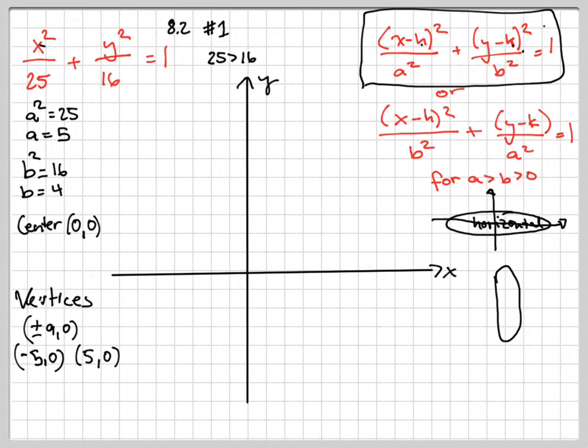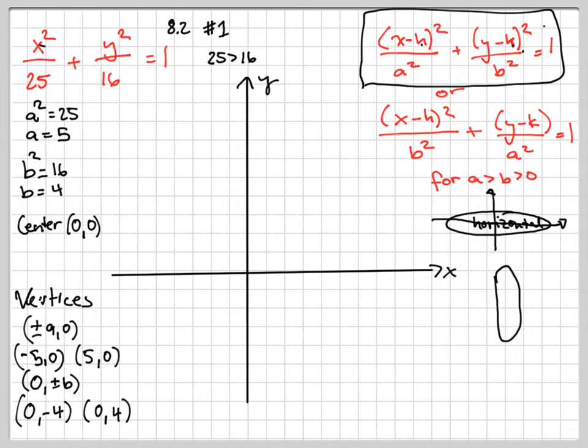And the endpoints on the minor axis, which would be the y-axis right here, are at 0 comma plus minus b, so that would be 0 comma negative 4 and 0 comma positive 4.